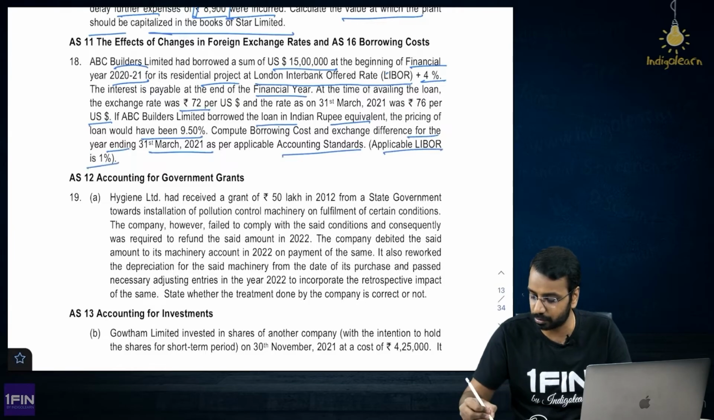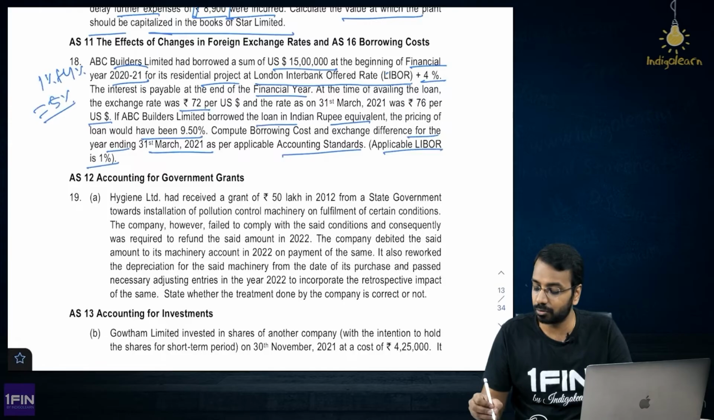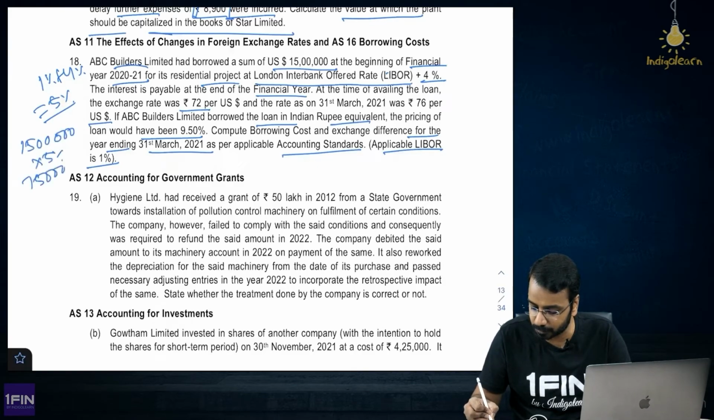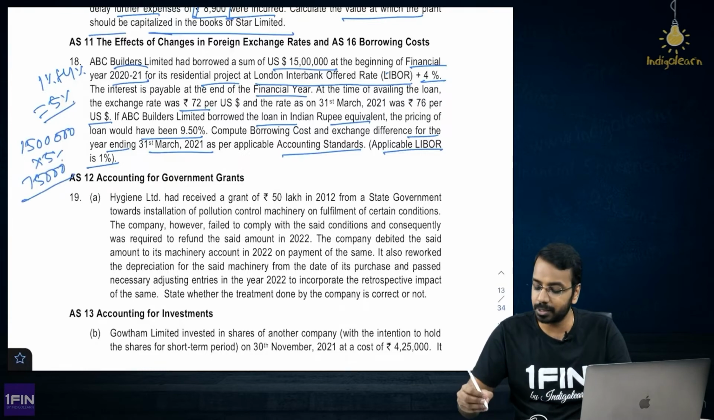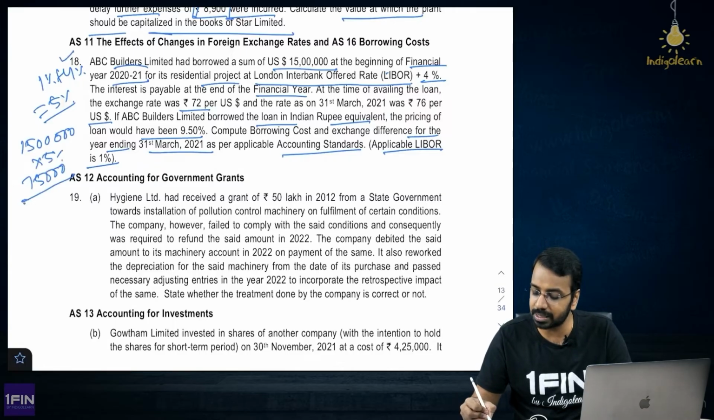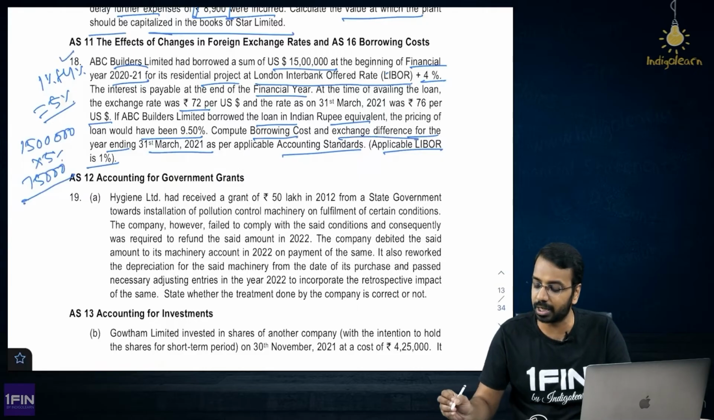Applicable LIBOR is 1%. So, rate is what? 1% plus 4%, which is 5%. Okay. Now, they have borrowed a sum of how much? 15 lakhs. So, 15 lakhs pay at 5%. How much we have to pay? 15 lakhs dollar into 5% is $75,000. $75,000 is something that you need to pay to the bank as interest. Now, out of the 75,000, how much is borrowing cost and how much is exchange difference for the year ended 31st March of 21? That is what we need to calculate.